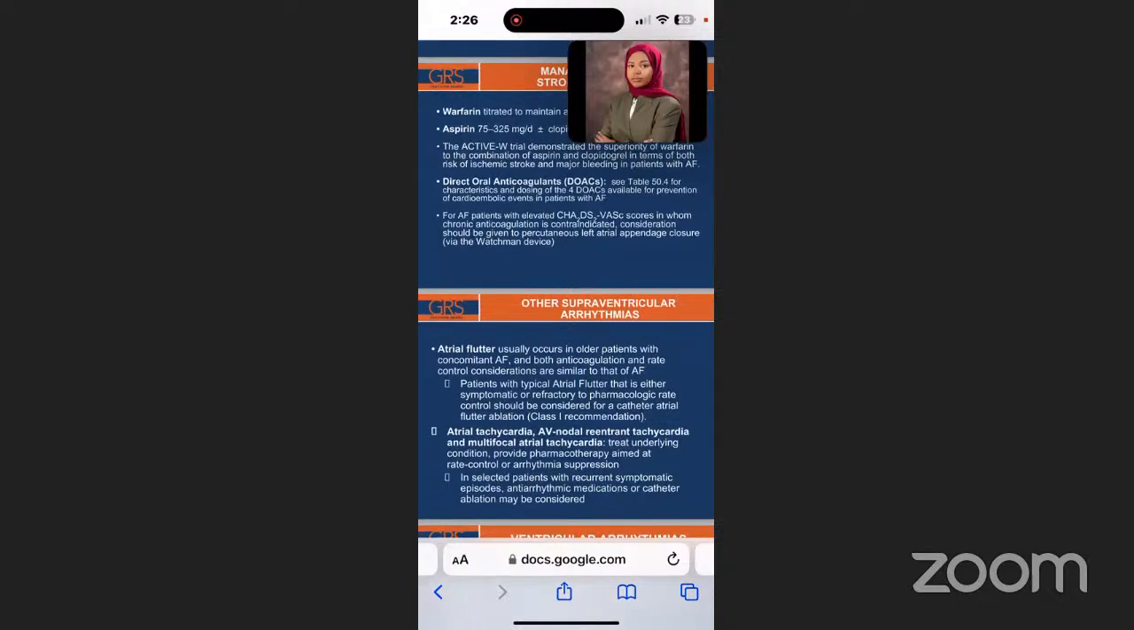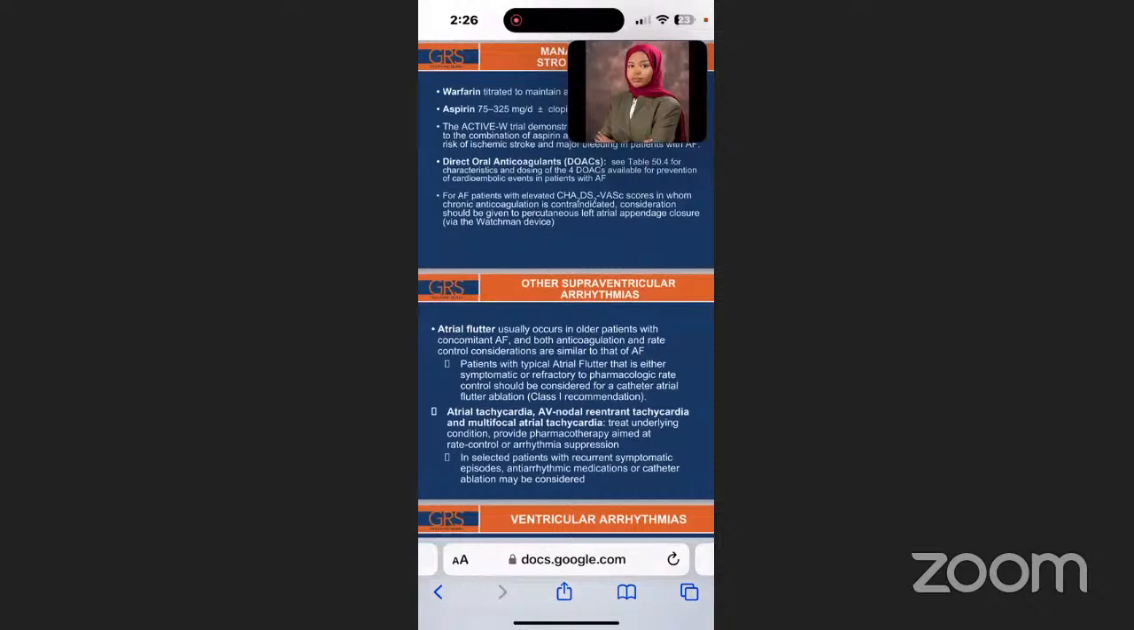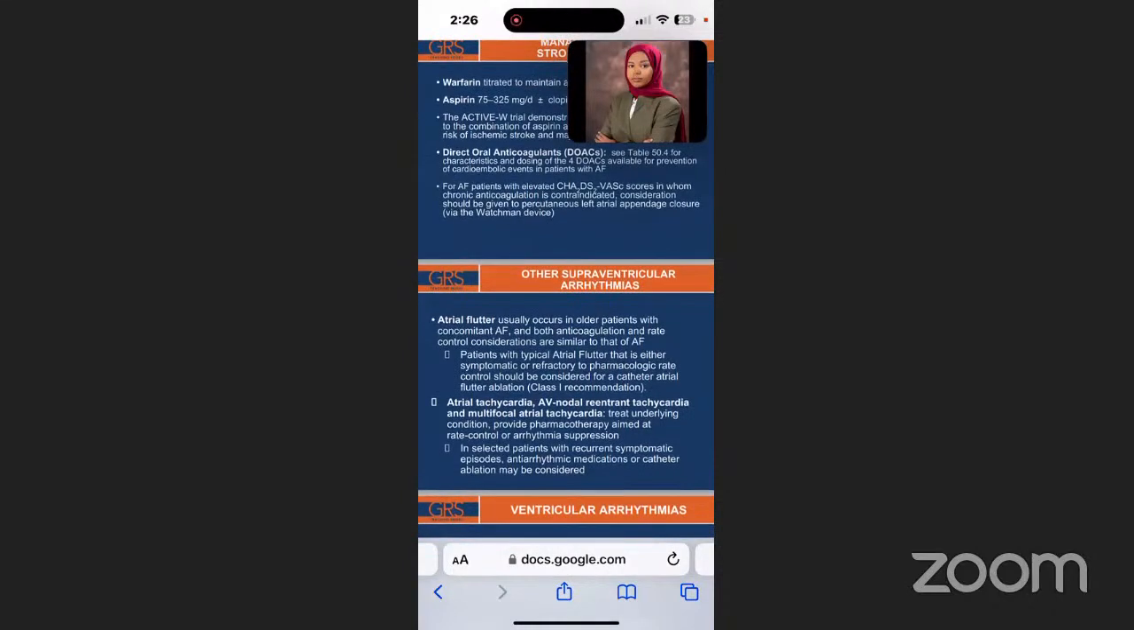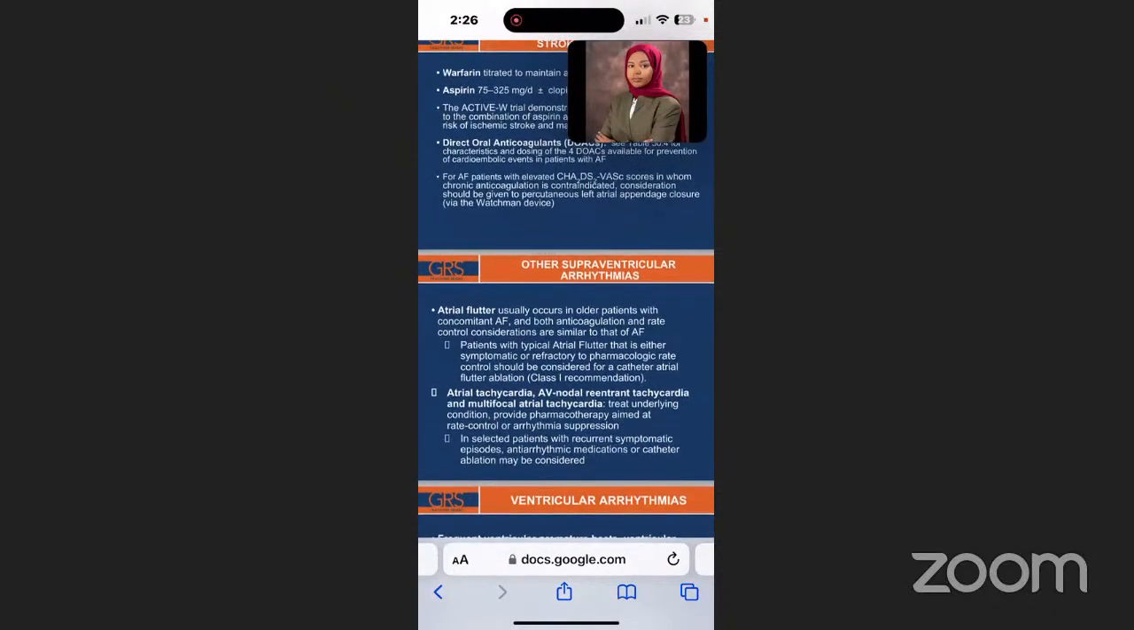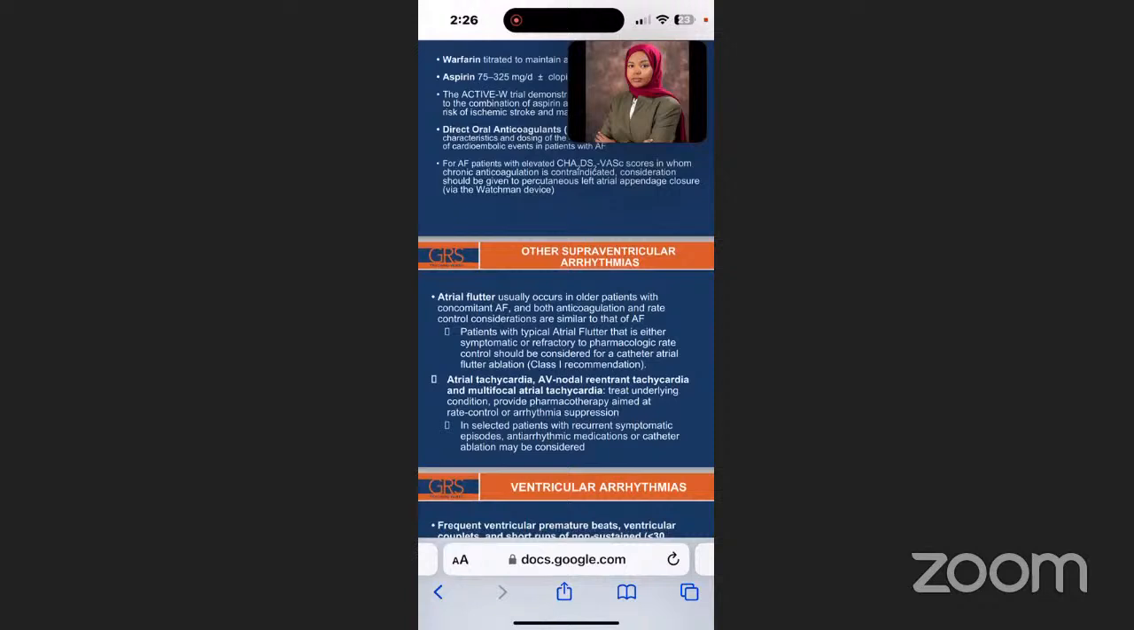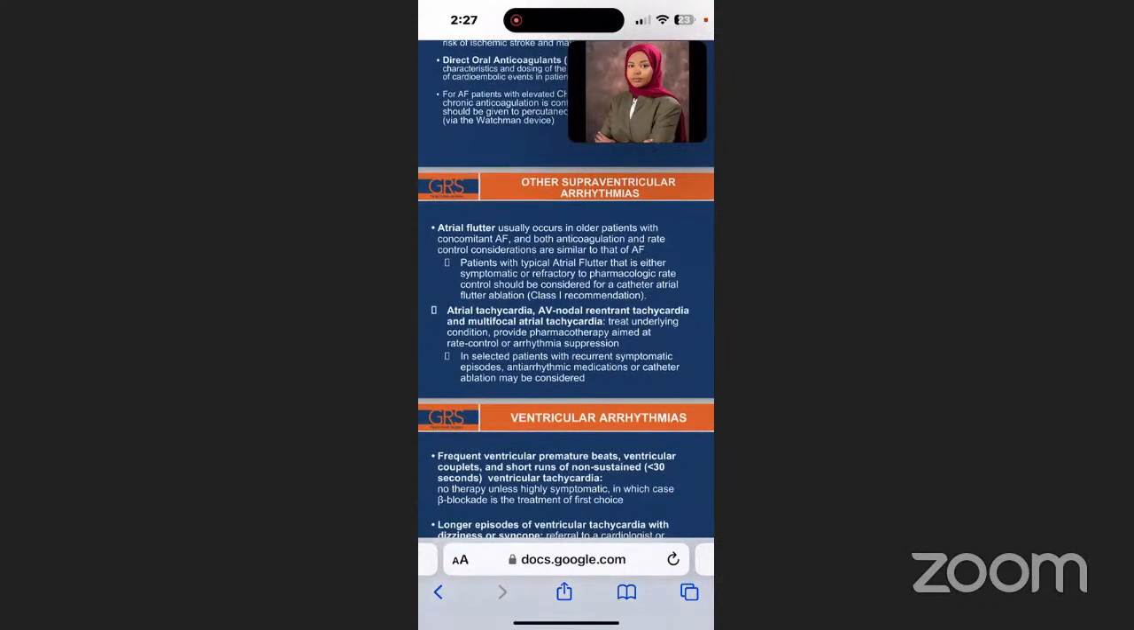For direct oral anticoagulant therapy, as we can see below, the characteristics and dosing of the 4 DOACs are available for prevention of cardiovascular events in patients with AFib. For AFib, in a patient with an elevated CHADS score of more than 3, in whom chronic anticoagulation is contraindicated, consideration should be given to percutaneous left atrial appendage closure via the Watchman device.